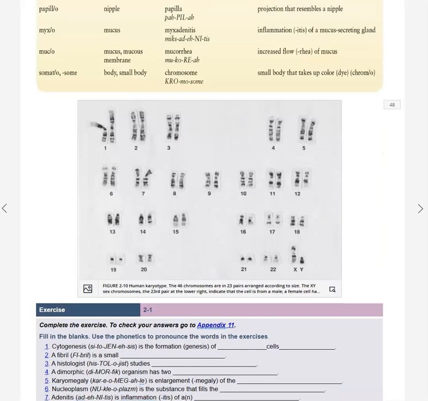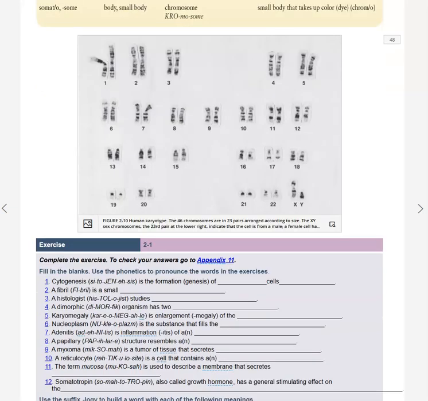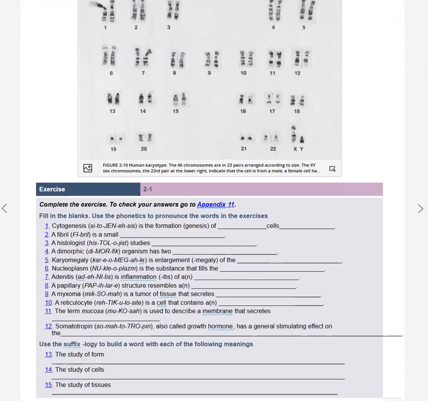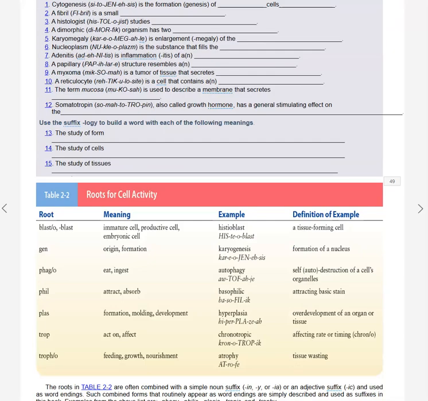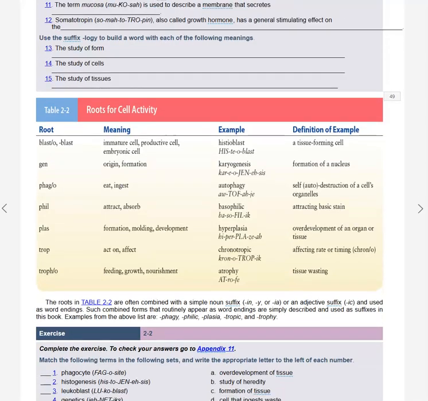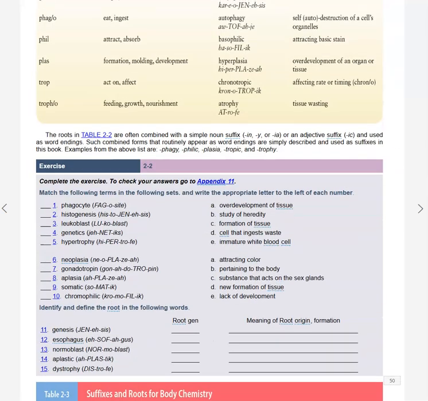This is a picture, a figure of chromosome. You can dive into that. I will not test you on very specific things like chromosomes in this course. There's an exercise listed there. Another table, roots for cellular activity. You're certainly more than welcome to review that.